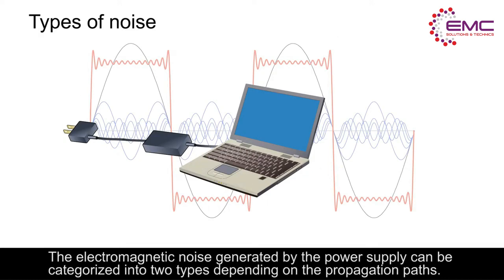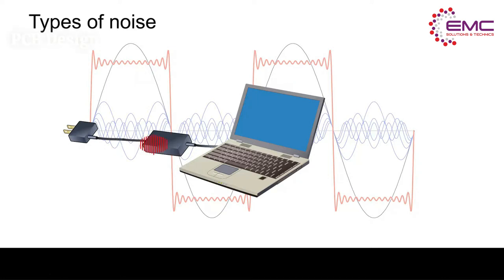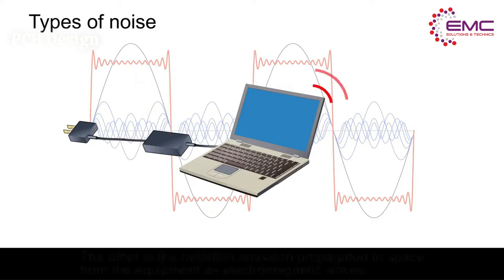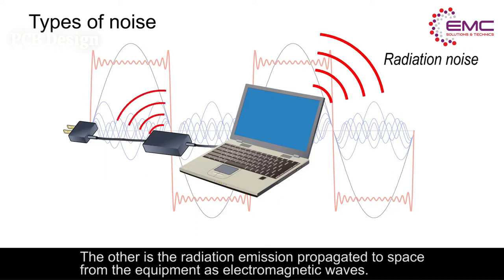The electromagnetic noise generated by the power supply can be categorized into two types, depending on the propagation paths. One is the conductive emission propagated from the power supply to the power input. The other is the radiation emission propagated to space from the equipment as electromagnetic waves.